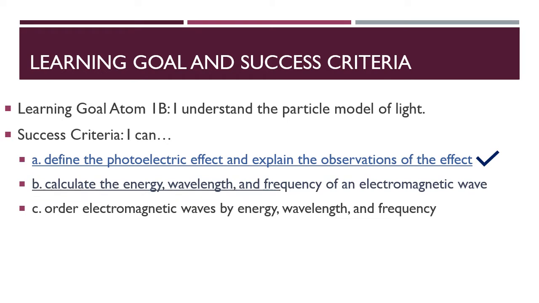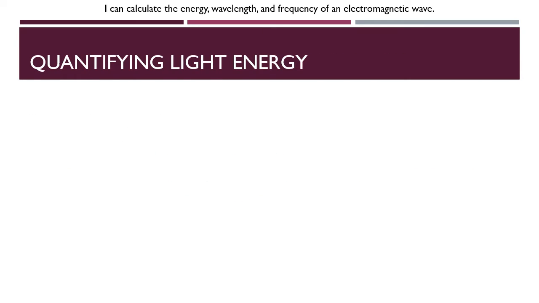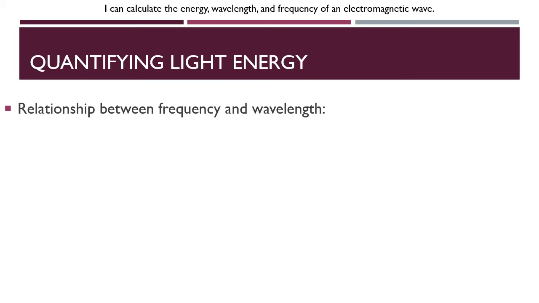The first of which here we will look at calculating the energy, wavelength, and frequency of an electromagnetic wave. And really we'll just focus more on energy because we've already spent quite a bit of time with the whole wavelength and frequency. So if we're going to quantify light energy, one thing we do want to keep in mind is that we already do have one quantitative relationship for electromagnetic waves. That's that relationship between frequency and wavelength, which we know is c equals lambda nu, the speed of light equaling the wavelength times the frequency.